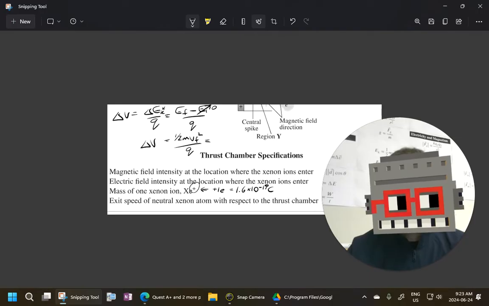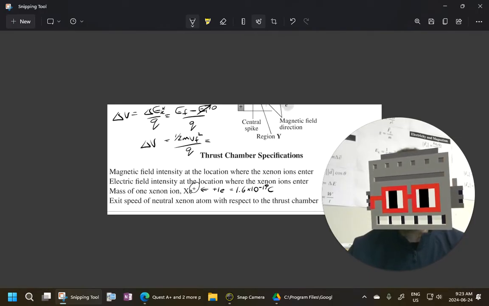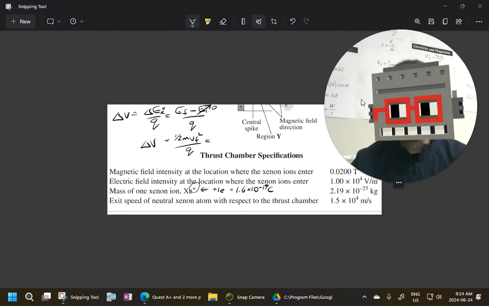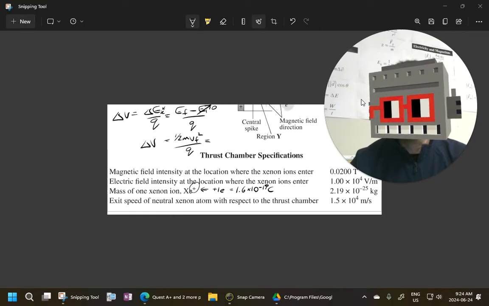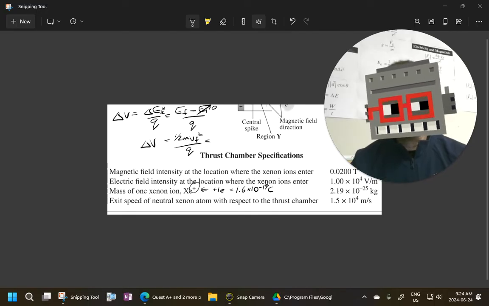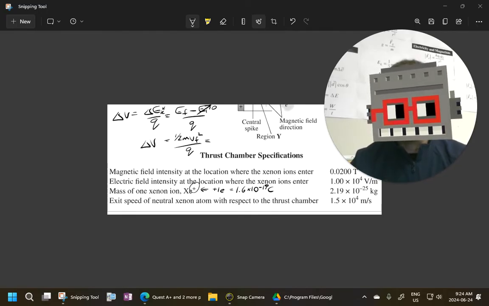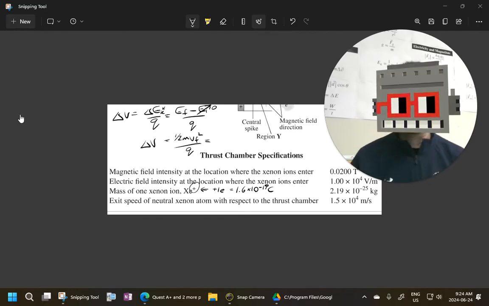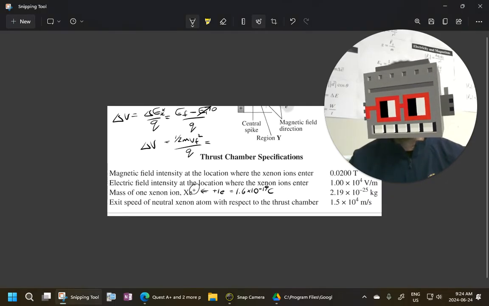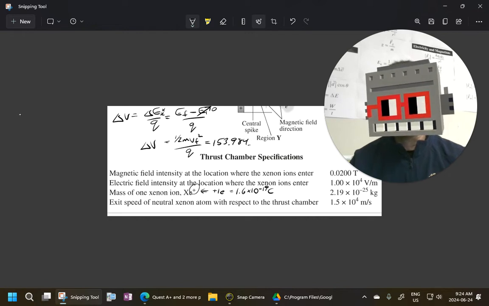Okay. So I'm going to go 1/2 times the mass of xenon. I don't know if they give that to us, do they? Oh, they do right there. All right. So 2.2, 10 to the negative 25. And I'm going to times it by the exit velocity squared. Make sure I put that in properly. Oh, and then we're going to divide it by the charge. Okay, so I got a voltage of 153.9-ish. Okay, so got a bunch of decimals there.